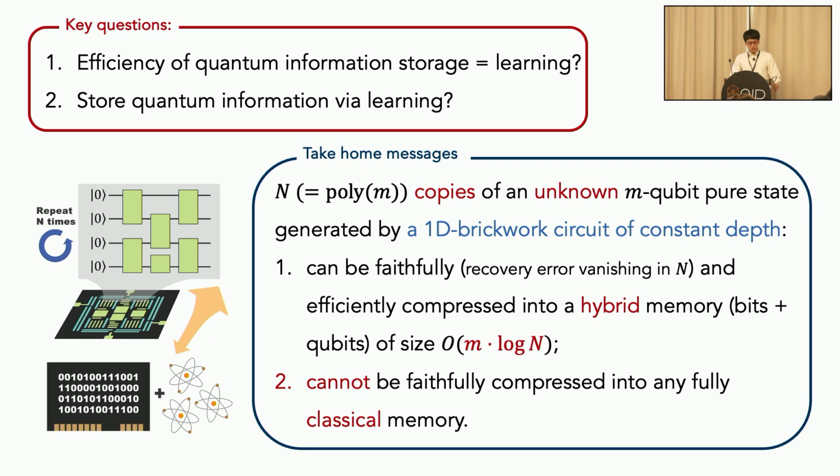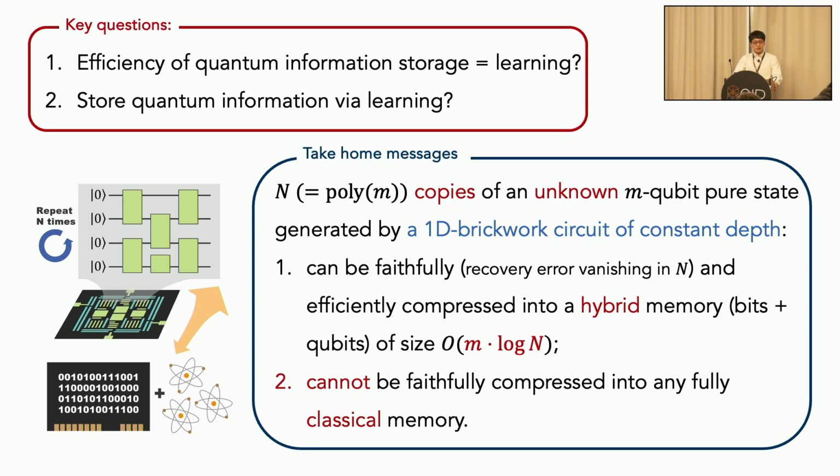And with this, I'll try to answer this with the main result of this paper. Consider you have n copies of some unknown m qubit pure states with a guarantee that they are generated by some one-dimensional brickwork circuit of constant depths. This is what we call shallow circuit here. We know two things. One is that there exists some compression protocol that compresses this n copy state into a hybrid memory consisting of quantum bits and classical bits of size of order m times log n. So compared to the original cost, which is m times n, you get an exponential compression in n.